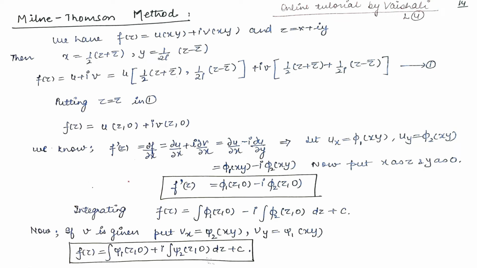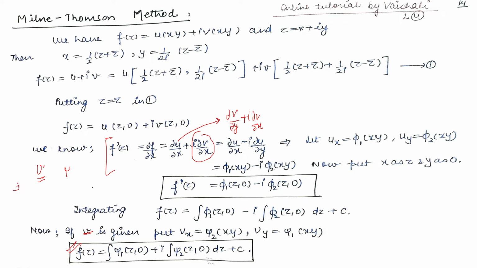If v is given to us, then we'll change the formula with respect to psi. If v is given to you, then the formula will become this. How? I'll tell you. See, from this step, f dash z is equal to del u upon del x plus i del v upon del x. Del v upon del x should remain the same. Del u upon del x is equal to del v upon del y. So it will become del v upon del y plus i del v upon del x.